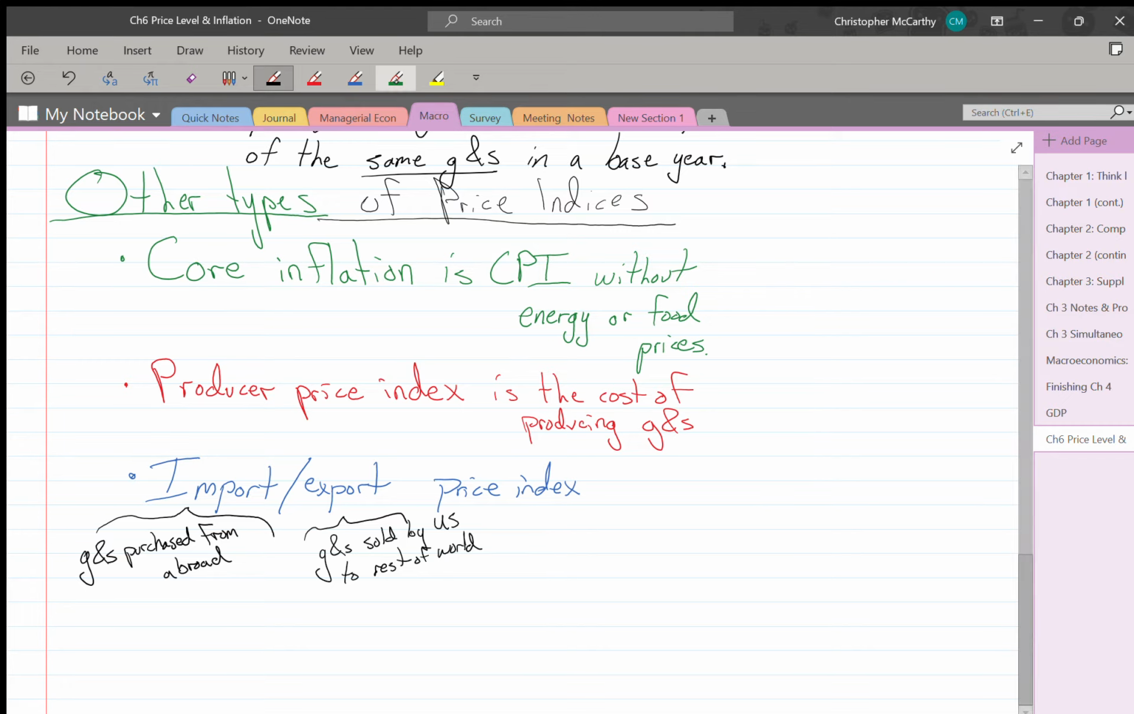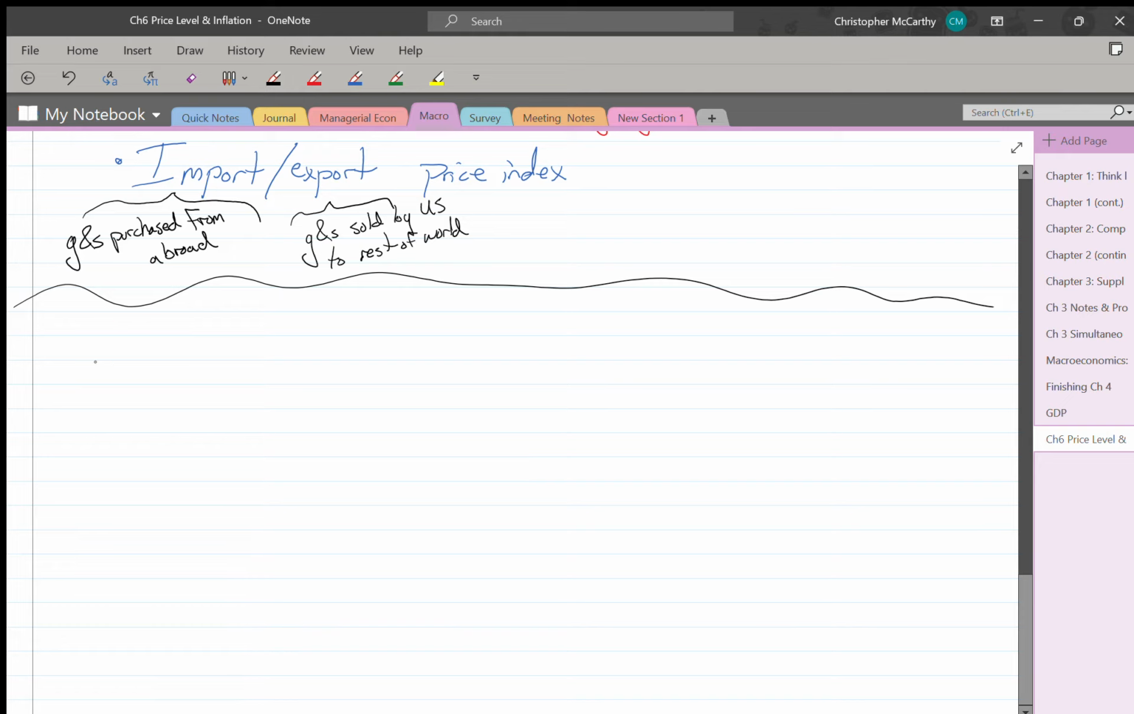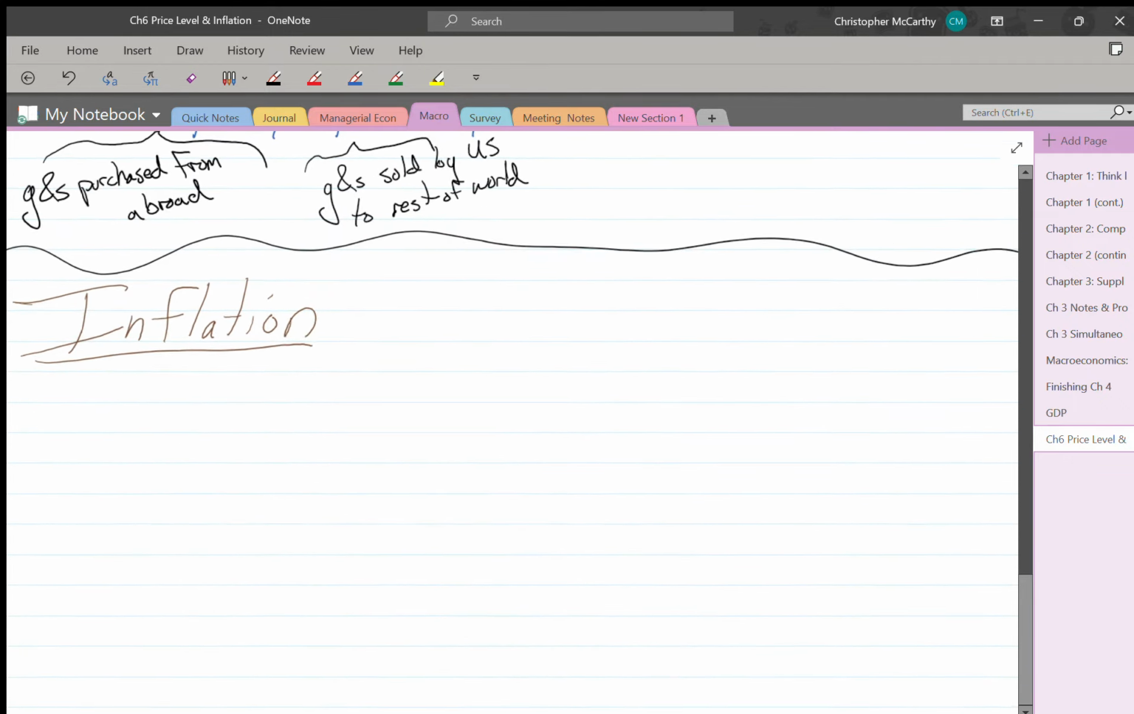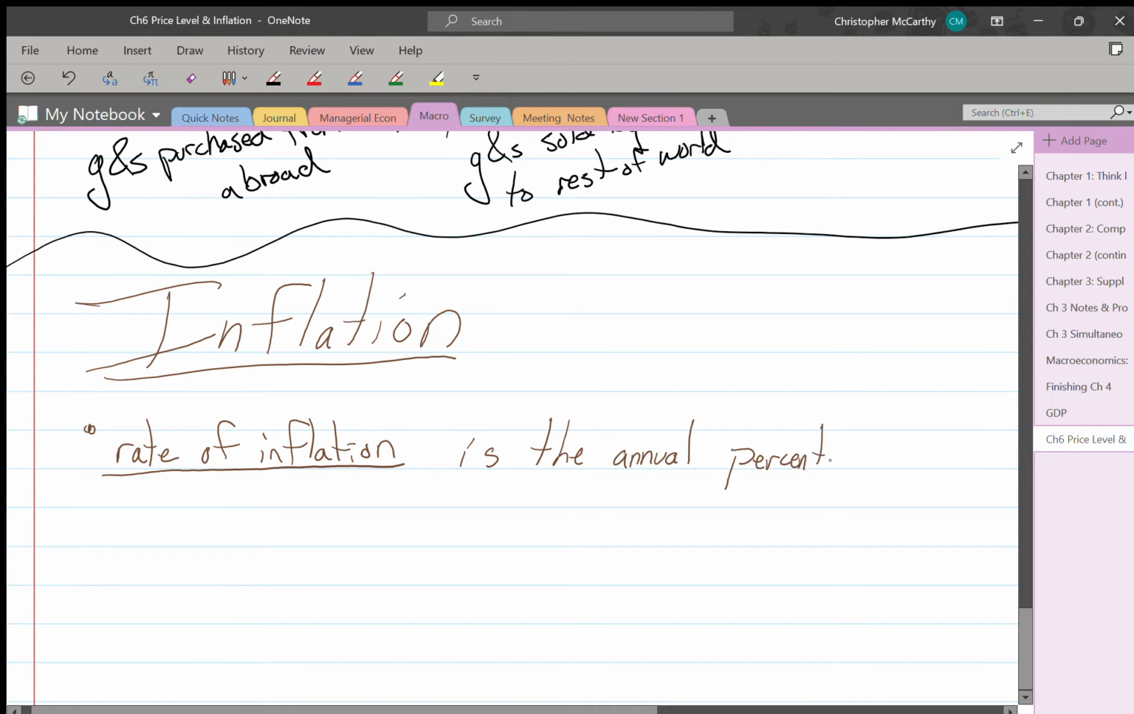All right, so now let's get to that wide guy. Inflation. So inflation is nothing more than, number one, it's a rate. And it's really nothing more than the annual percentage change in the price level.